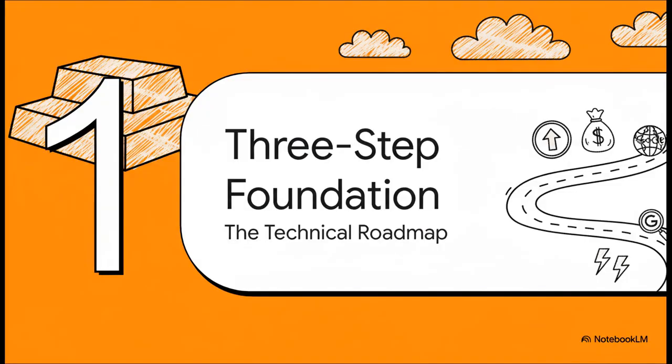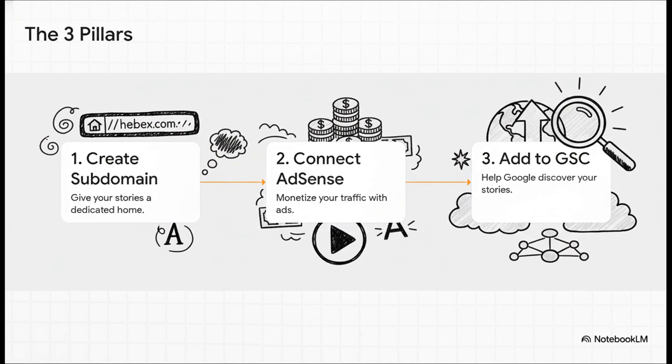So the big question is, how do we actually do it? Well, we're going to build it all on a super simple 3-step foundation. Think of this as your entire technical roadmap to getting your stories live, making money, and most importantly, getting seen by Google. Okay, so here's the game plan. First, we'll create a special subdomain just for your stories. Second, we're going to hook it up to AdSense so you can actually earn from all that traffic. And third, we'll add it to Google Search Console to make sure Google knows it exists. Let's kick things off with step 1.